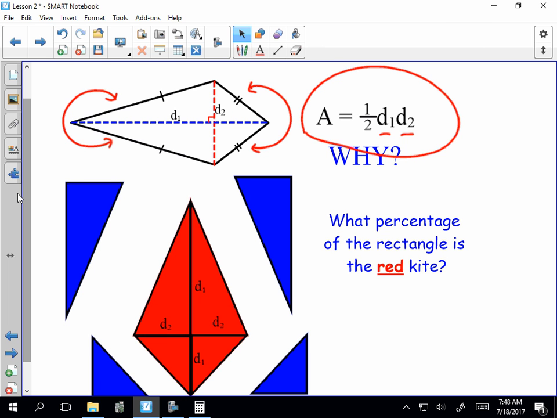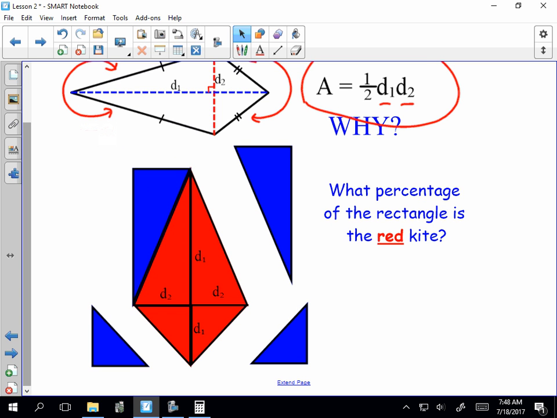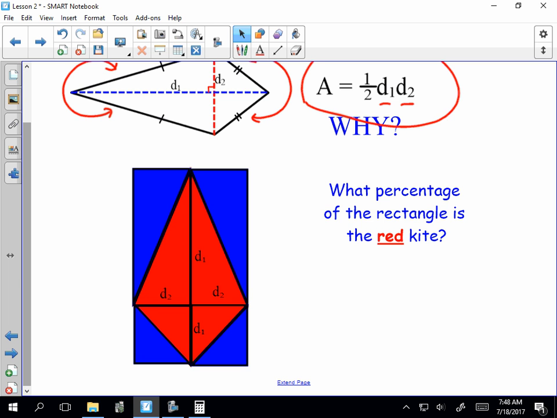If we copy the pieces of the kite, once again, we can put the kite together and turn it into a rectangle. How would we find the area of this rectangle? Diagonal 2 all the way across. So you want to be careful. It's not 2 diagonal 2's here. Let me use a different color since we're working on red. But it is diagonal 2, this distance.